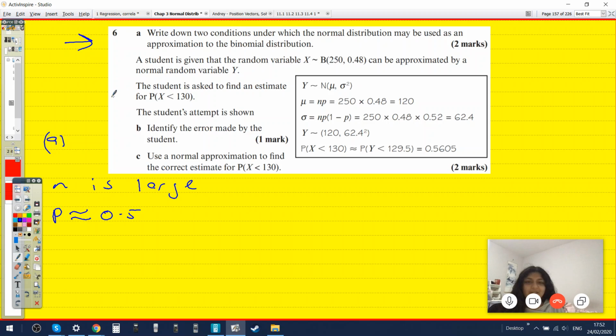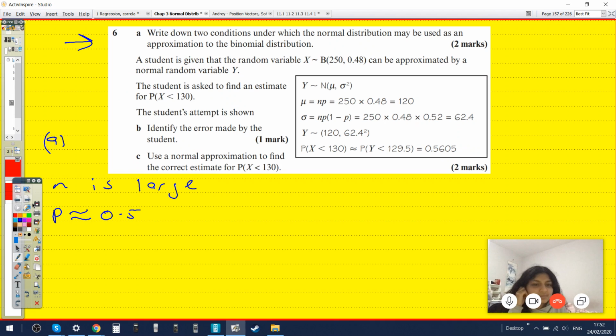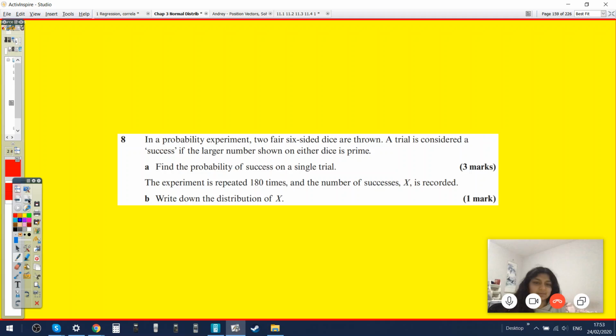Oh, I found a mistake already. Go on. When they did sigma, you have to do square root of 250 times 0.48 times 0.52. The incorrect calculation. Yeah, they should have done square root. Use a normal approximation to find the correct. Just correct the mistake, basically. Yeah, he'll be alright, I think.